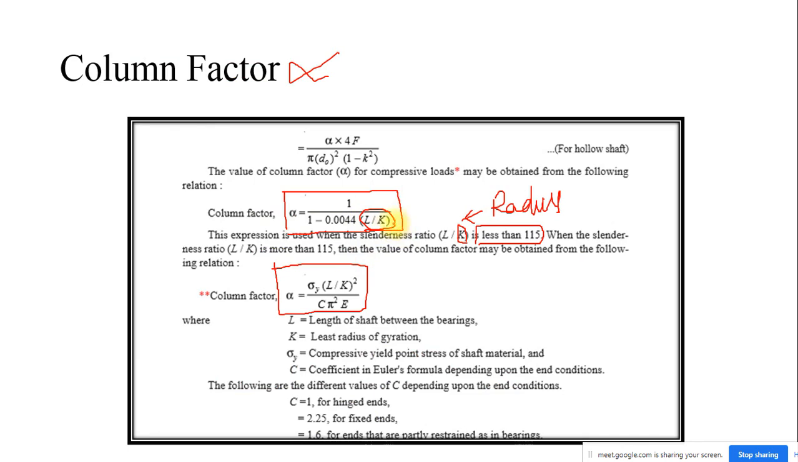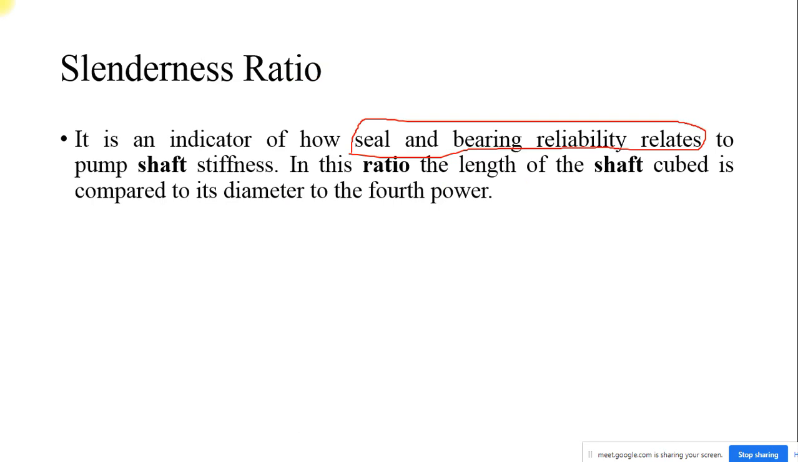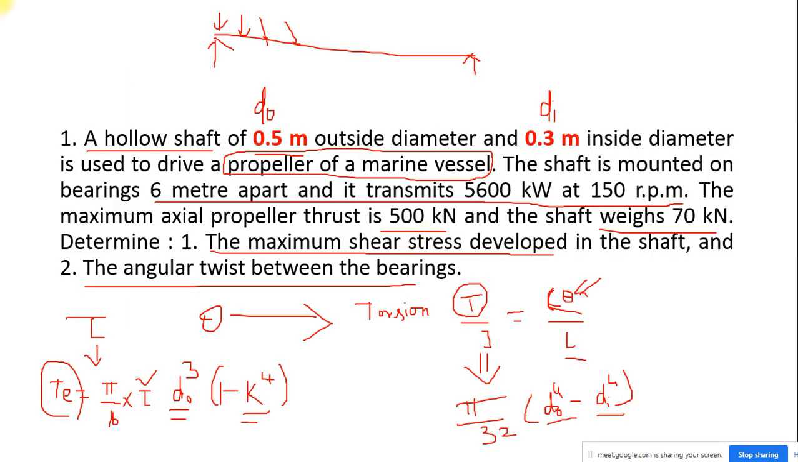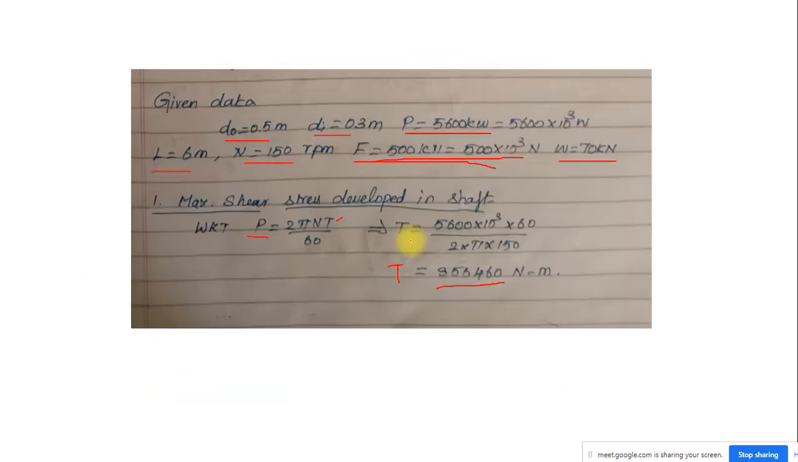If I need L by K value, I need K. What is K? K is nothing but radius of gyration. So I need to find first the radius of gyration. Next I need to find out L by K, which is nothing but the slenderness ratio. Then I need to find out the column factor. Then I can find out T_e very easily. So with this I will be proceeding with this problem to find out what is the alpha value.